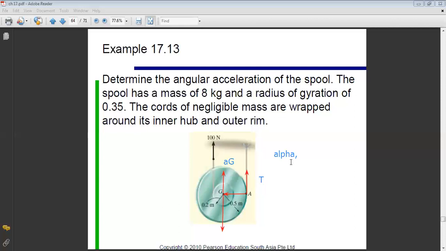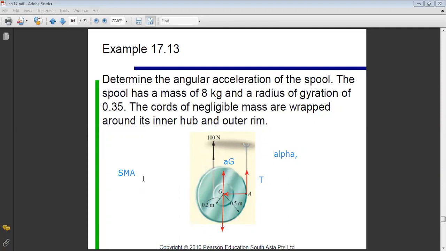Can you solve this problem without calculating tension T? What should I do to avoid calculating tension T? If we take moments about A, what will be the equation? If I do the sum of moments about A, we can use the parallel axis theorem.